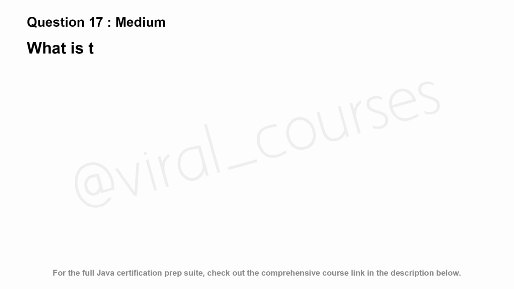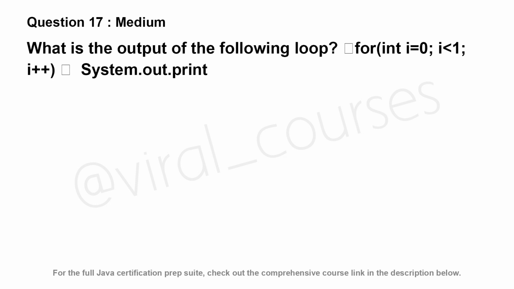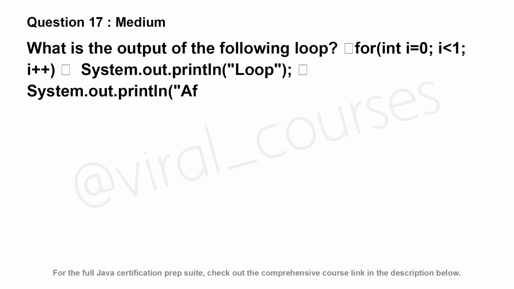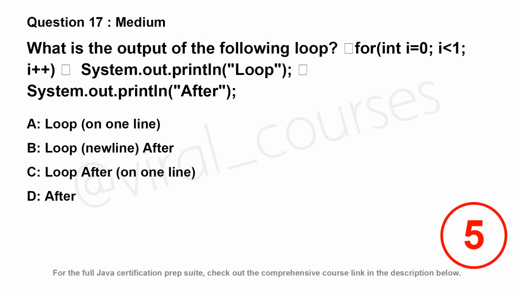What is the output of the following loop? For int i equals 0, i less than 1, i plus plus, System.out.println Loop. System.out.println After. Option A, Loop After on one line. Option B, Loop, new line, After. Option C, Loop After on one line. Option D, After.